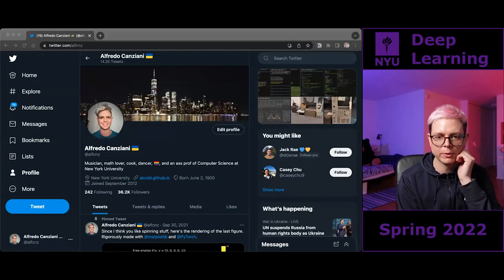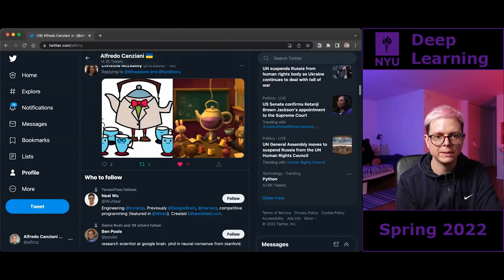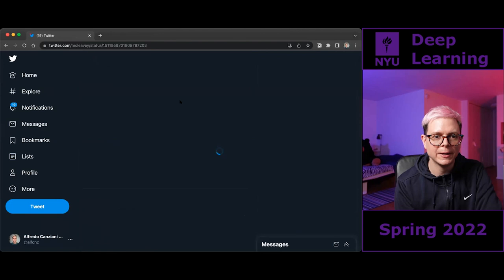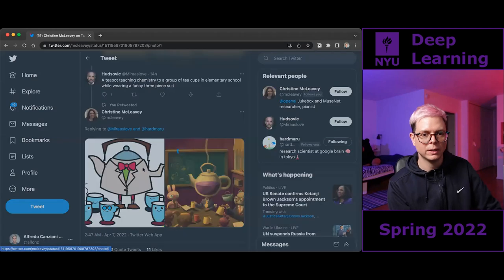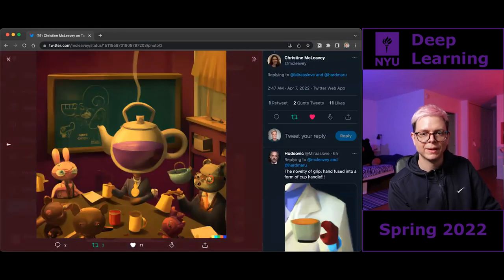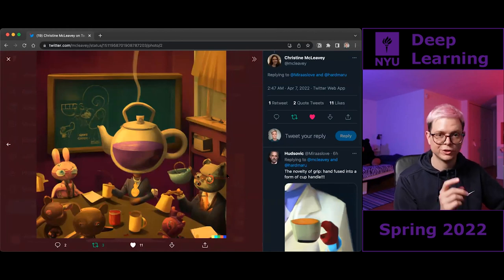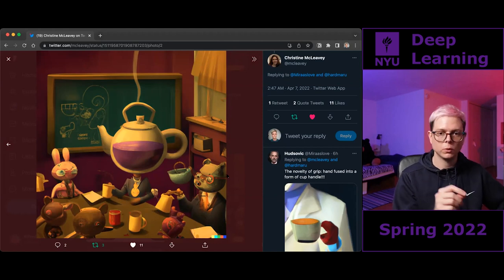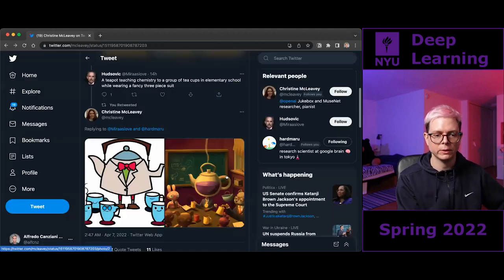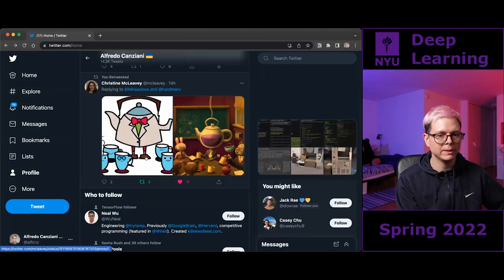If you go on my profile and scroll down, you're going to see this one. This was generated through a prompt: a teapot teaching chemistry to a group of teacups in elementary school while wearing a fancy three-piece suit. And these are the two images generated by the network. So this is a generative model, of course. This is the Y tilde, the violet Y tilde, whereas the X is the prompt, the observation, the one that is given to the model. And if you scroll down, you're going to see a few more of these.